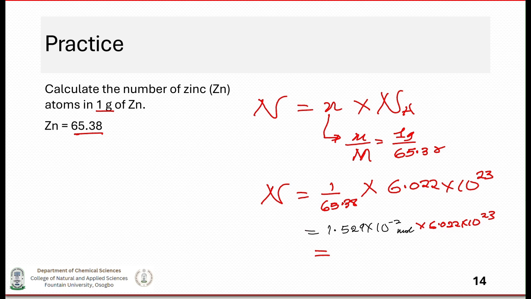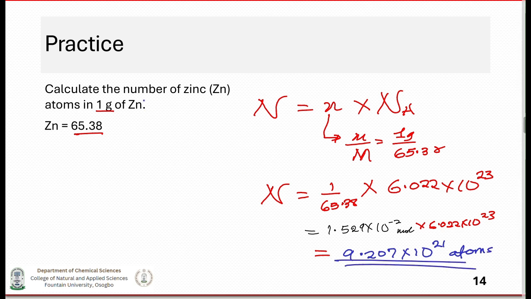Our final answer will be 9.207 times 10 to the power of 21 atoms. So if you count the atoms of zinc in 1 gram of zinc, that is what you are going to get: 9.207 times 10 to the power of 21. That is a lot.